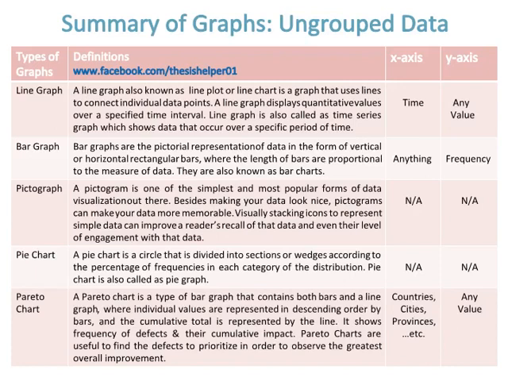A Pareto chart is a type of bar graph that contains both bars and a line graph, where individual values are represented in descending order by bars, and the cumulative total is represented by the line. It shows frequency of defects and the cumulative impact. Pareto charts are useful to find the defects to prioritize in order to observe the greatest overall improvement. In a Pareto chart, countries, cities, provinces, etc. are taken on x-axis, while any value such as costs, prices, expenses, etc. are taken on y-axis.